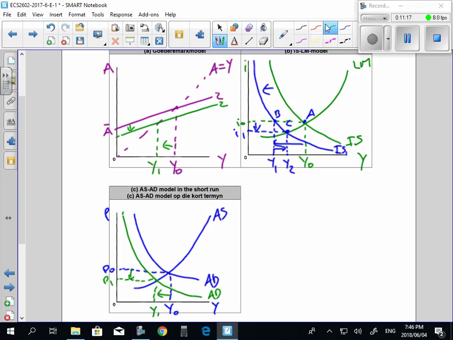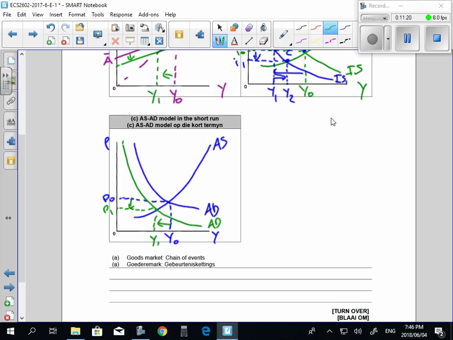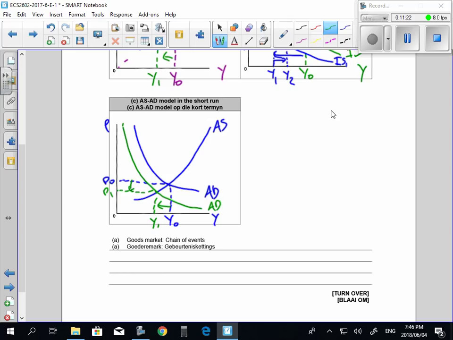Okay, so the chain of events in your goods market: it could either be an increase in tax or a decrease in government expenditure. That could give you your restrictive fiscal policy. Let's start with government expenditure. It decreases, demand decreases, output and income decrease. Taxes increase, your disposable income decreases, consumption decreases, demand decreases, output and income decrease.